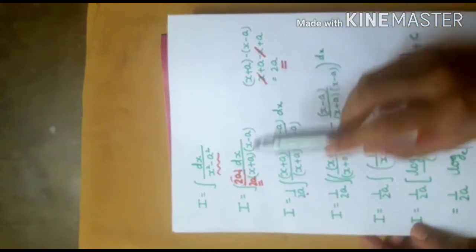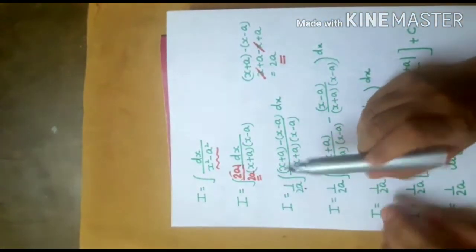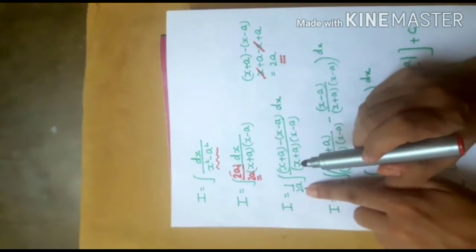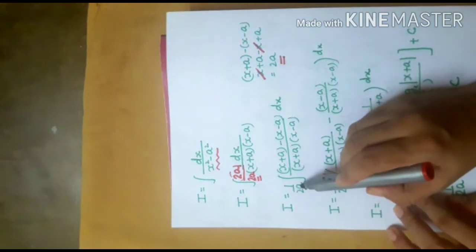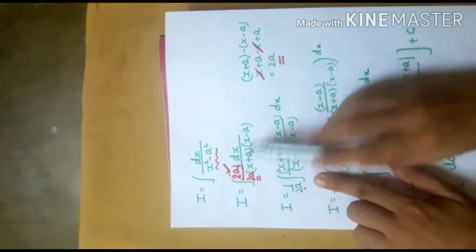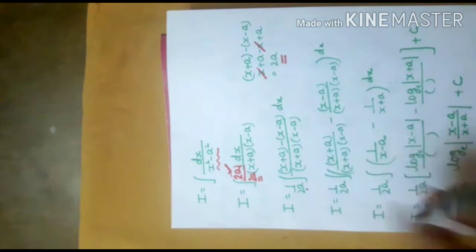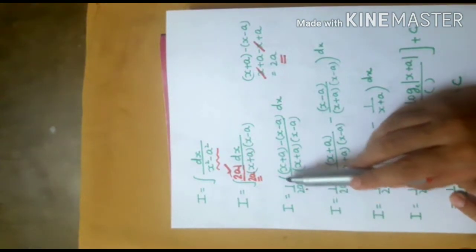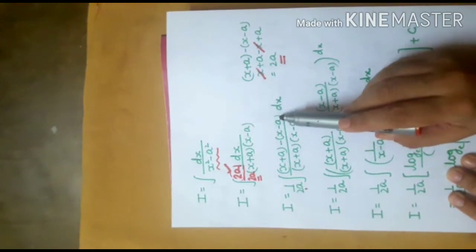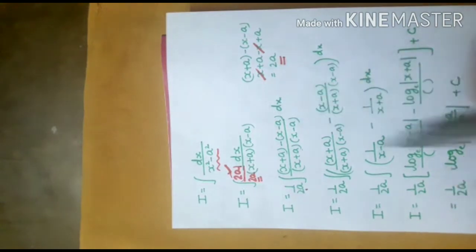So what I do, I multiply numerator and denominator with 2a. Now as 2a is a constant, I take this outside the operator. So I'll get 1 over 2a into integral, and I replace this 2a with x plus a minus x minus a. So I'll get 1 by 2a into integral x plus a minus x minus a over x plus a into x minus a dx.